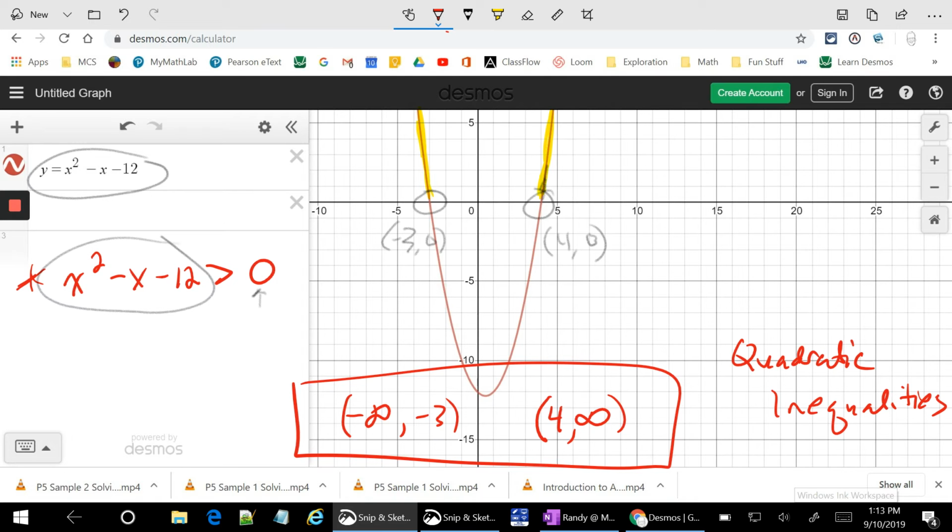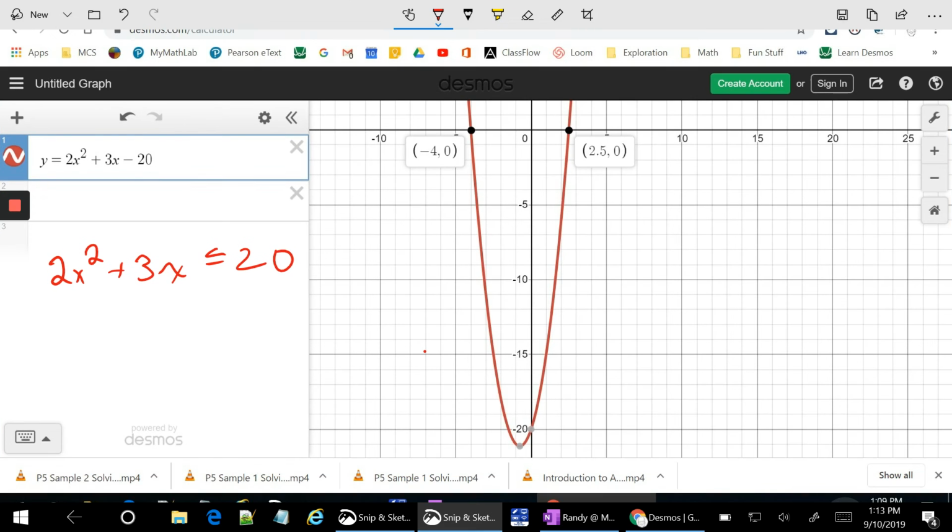All right, one more. Another equation is 2x squared plus 3x is less than or equal to 20. So that's the problem I am solving.